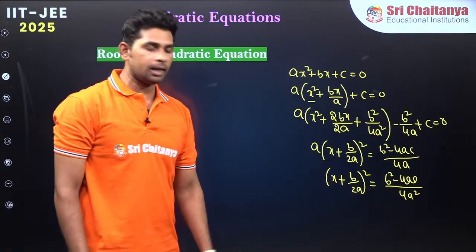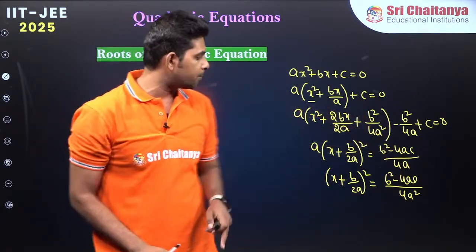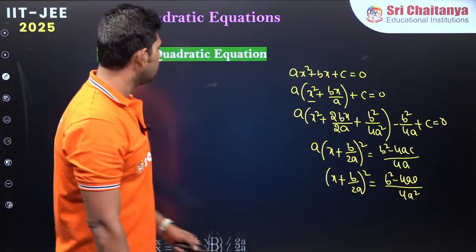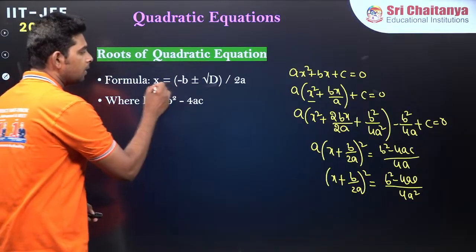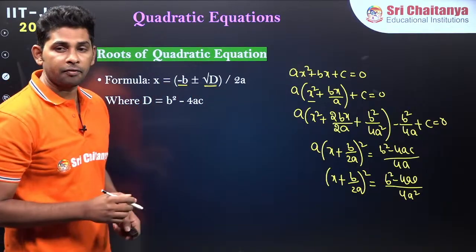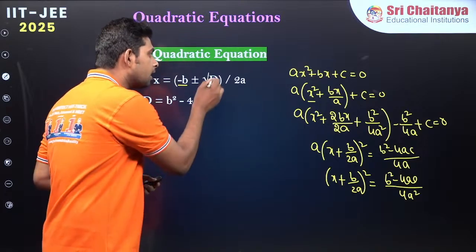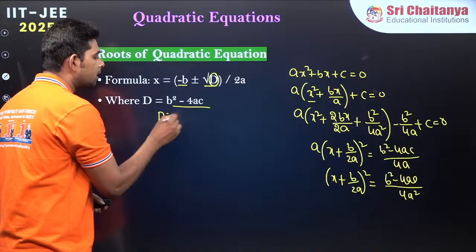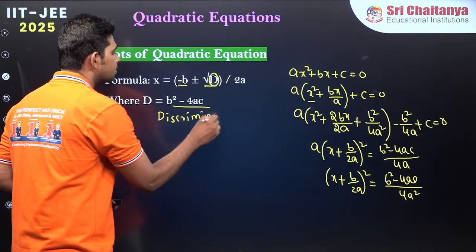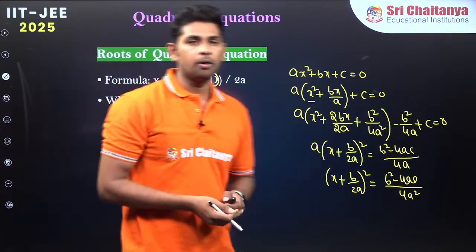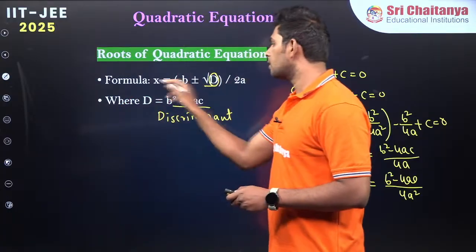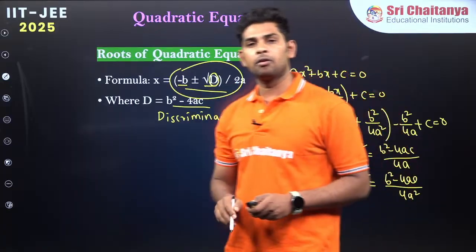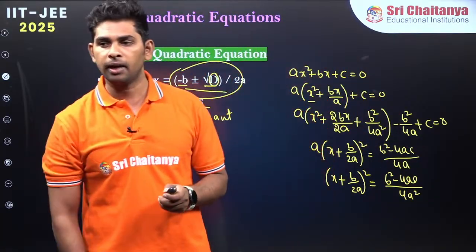Then you can simplify further by taking the square root on that side, that is plus or minus square root of b square minus 4ac by 2a, and if I take minus b by 2a to that side, you get our formula: minus b plus or minus square root of d by 2a. Here d is b square minus 4ac, which is called the discriminant. Why do we call it the discriminant? Because it describes the nature of the roots of this quadratic equation. These are the roots here, and it defines their nature. That is why we call it the discriminant, right?